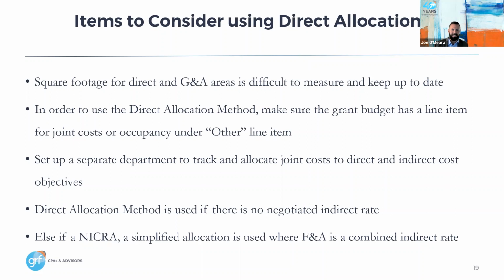And within your accounting system, you need to have a way to track all these costs and be able to show, because for me as an auditor, if I'm coming in and looking at your project, there needs to be a clear trail as far as how you're putting all these costs into the bucket, if you will, and then what's the fair and reasonable basis you're allocating it to all the projects, and how is that determined? And the direct allocation method is used if there's no negotiated indirect rate.